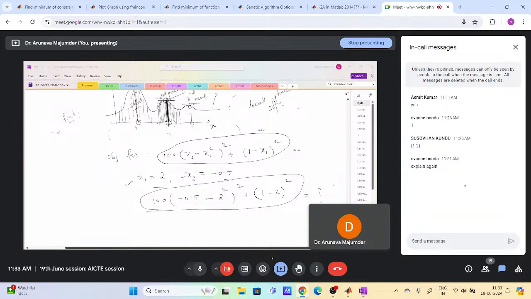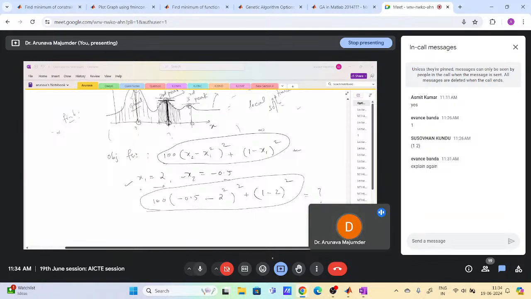Yes, sir. Understood. So this is the optimal function value. Your strategic decisions are x1 and x2. Based on that decision, what is the objective function's minimum value? Let us suppose this is a cost function of a company. The company is going to reduce the cost, so based on which strategy, what kind of strategic decisions should the company make so that the total cost of the company is reduced.